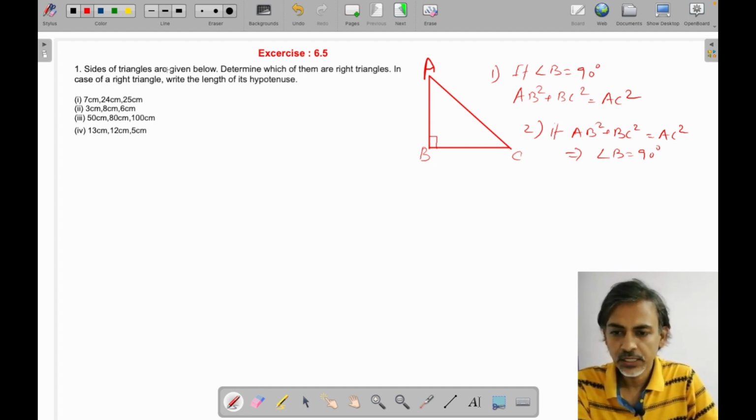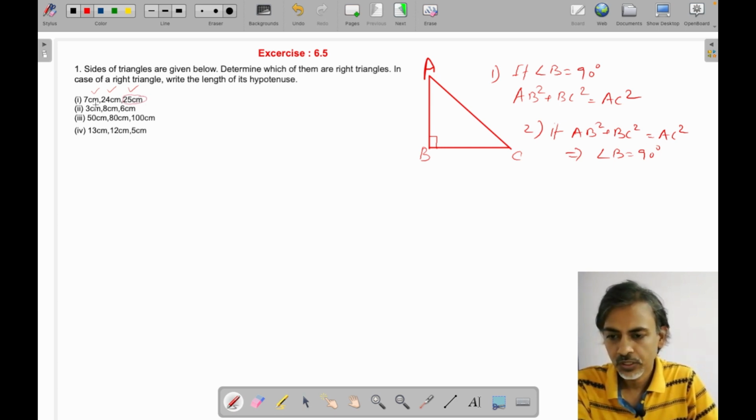It is saying that sides of the triangle are given below. Determine which of them are right angles. In case of a right angle triangle, write the length of its hypotenuse. So there are three sides which are given. We need to figure out whether it's a right angle triangle. So what we need to do, we have to see here that there will be a side which will be bigger than other two sides. And invariably, if it is to be a right angle triangle, this side, the bigger side, will be the hypotenuse.